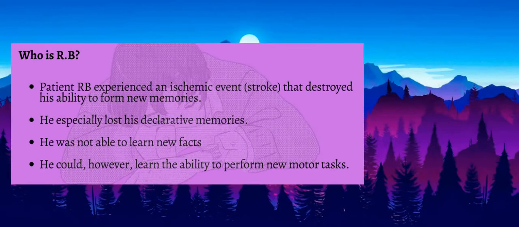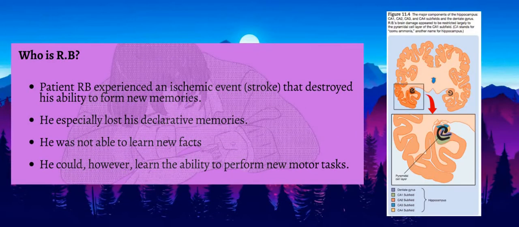For lesson 11.5, the objective is to describe the case of RB and the phenomenon known as transient global amnesia. First, we must know who RB is. Patient RB experienced an ischemic event, also known as a stroke, that destroyed his ability to form new memories. He especially lost his declarative memories, and he is not able to learn new facts. He could, however, learn to perform new motor tasks.